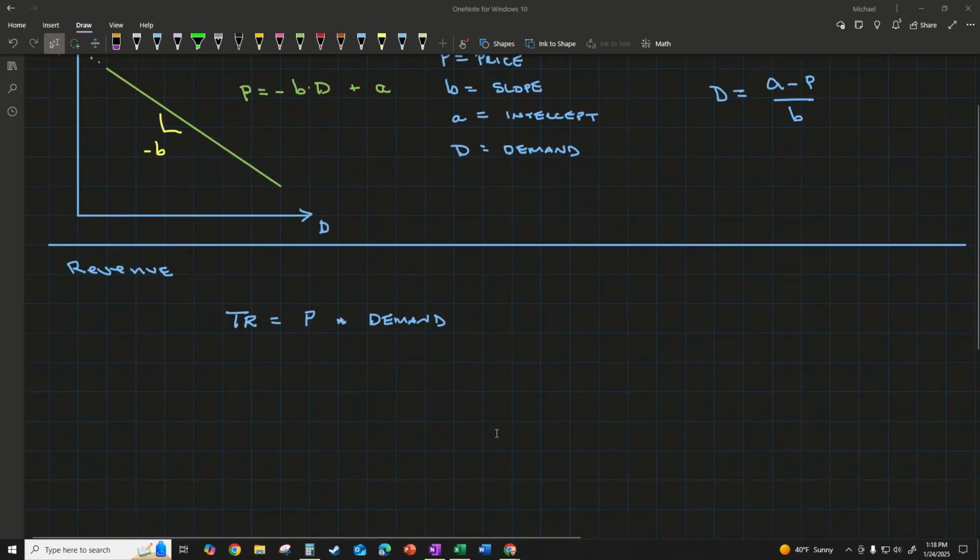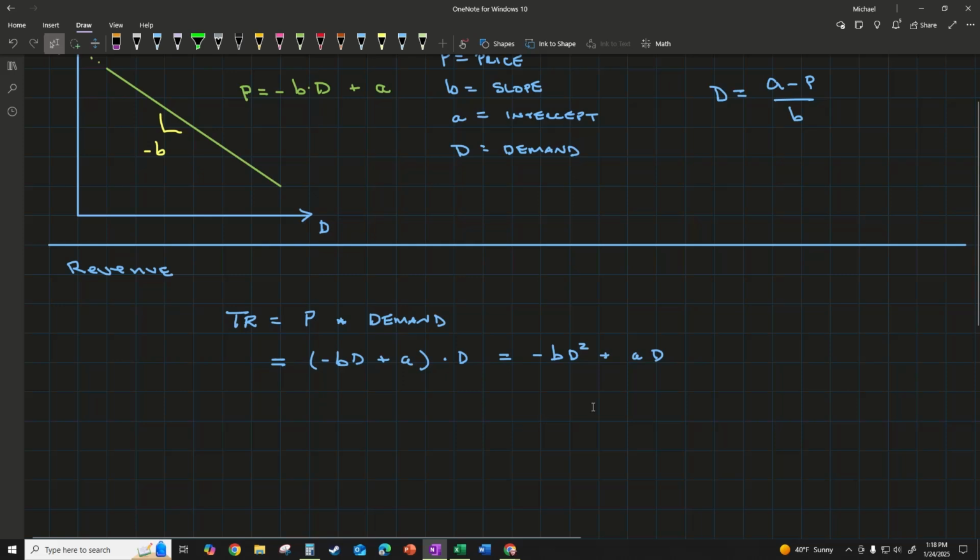So we can represent this algebraically with our price equation, which was this curve from above, minus BD plus A, that's our price, and then we multiply that by D again, which turns this into a quadratic equation: minus B D squared plus AD.